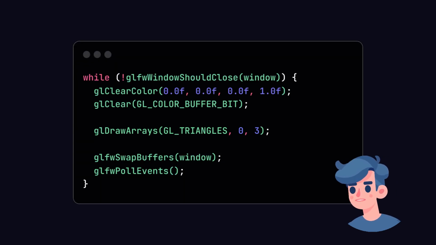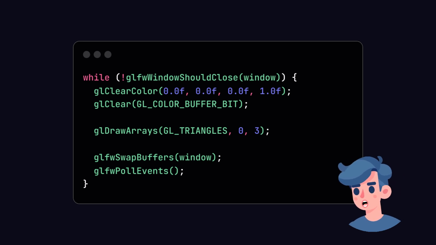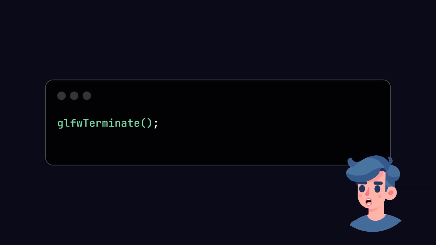To summarize what we've done, we initialized GLFW, created a window, set up OpenGL capabilities, and rendered a triangle. Here's the entire loop from start to finish. Finally, don't forget to terminate GLFW after you exit the loop to clean up resources. Place this line after the loop.